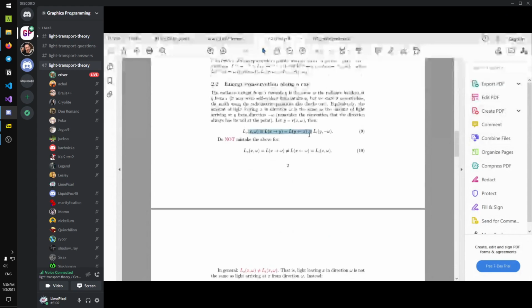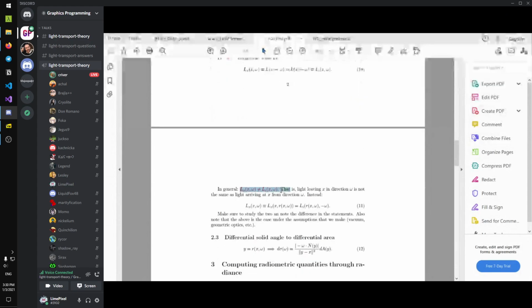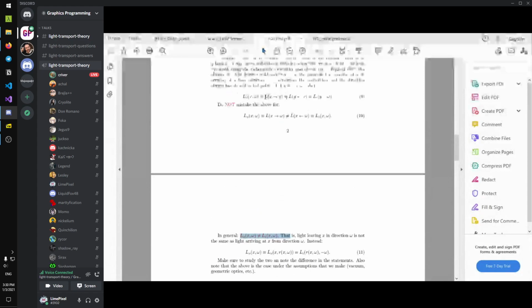Just never confuse the two statements, this one and this one. So this is not true. These are generally not equal. These are equal. This is okay, but I have a question about light. Are we assuming that light is not attenuated with distance?